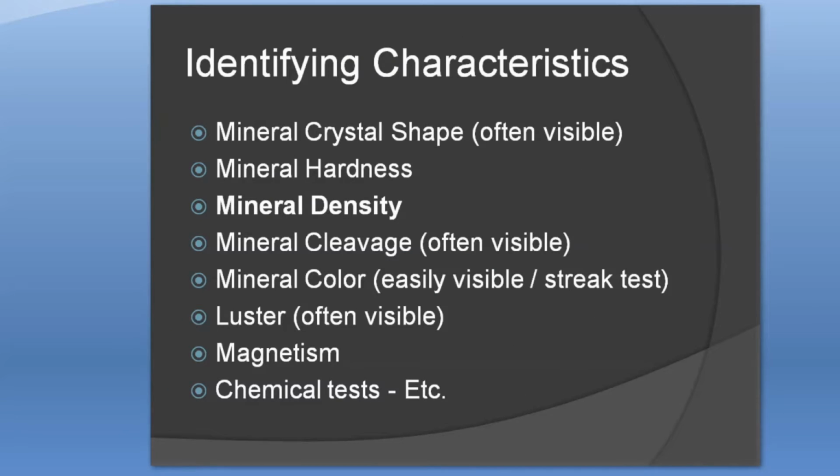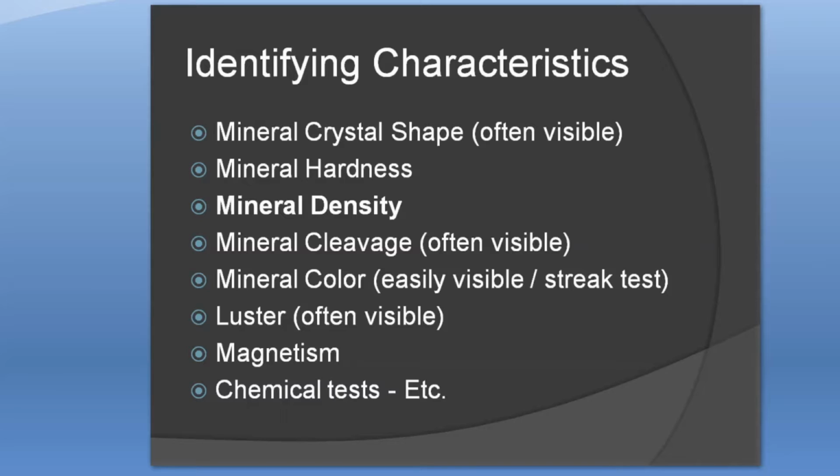Now, we've gone over the clues, the identifying characteristics a little bit, but I'll just do a quick review here. The crystal shape, mineral hardness, mineral density, cleavage. Cleavage is that a number of minerals tend to break along certain planes, and those planes can be very characteristic to help you identify what a mineral is. Now, mineral color, I've said, is the weakest of all these clues. It's the most easily visible, and we're going to talk a little bit about streak testing in just a second, because I haven't gone over that.